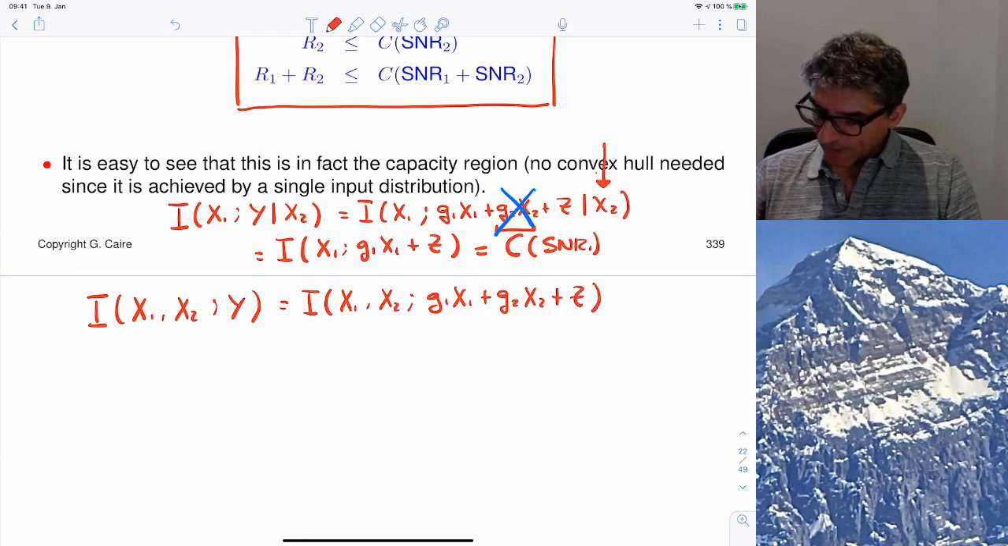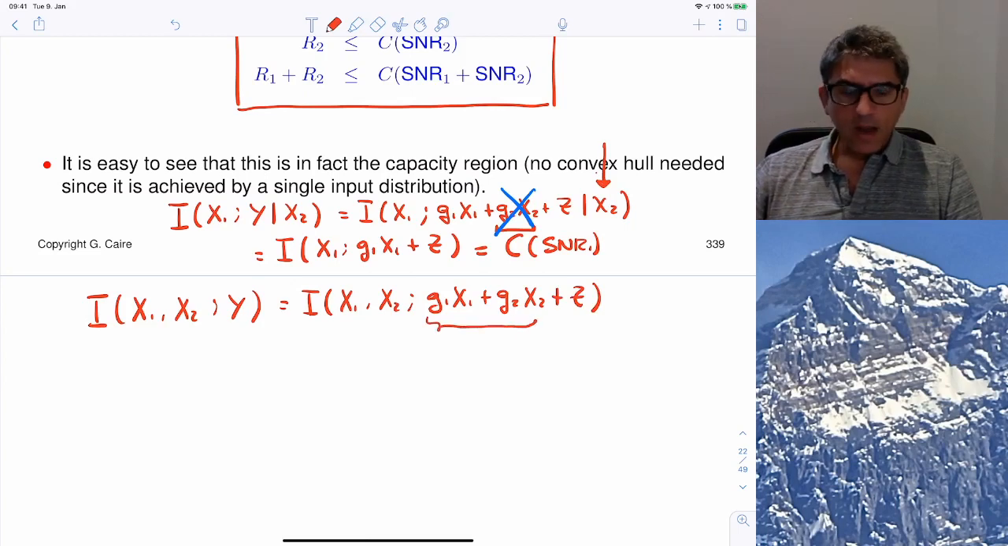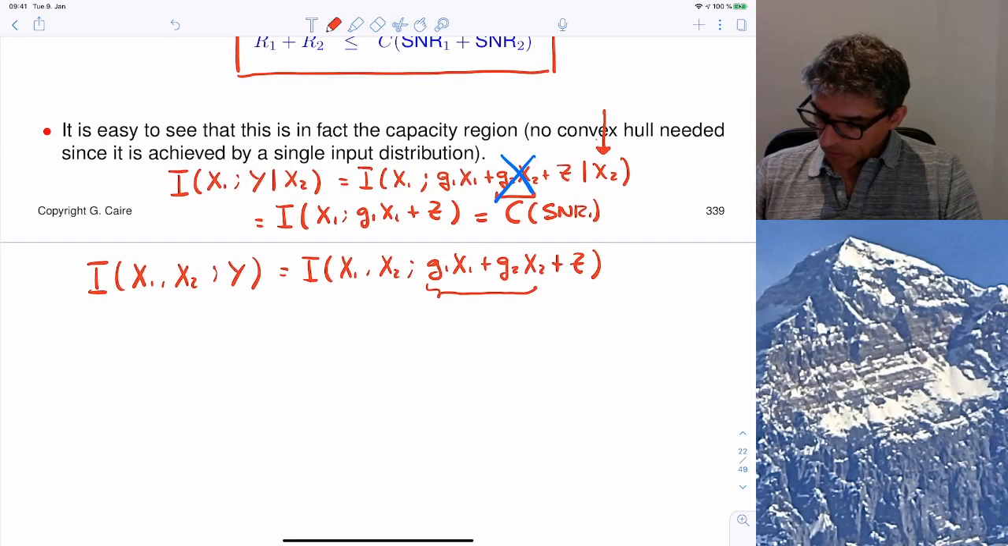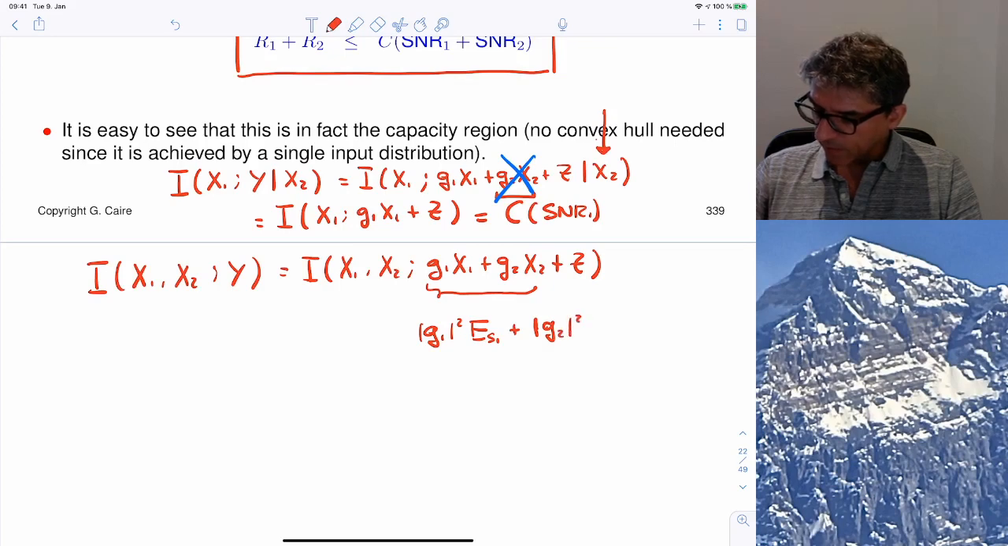But now we notice that g1 x1 plus g2 x2 is a Gaussian random variable with variance g1 square. Let's do the complex case, just this one, because x1 x2 are independent, so the variance of the sum is the sum of the variances. Okay, so this will be the variance of this. So this is a complex normal 0 comma.